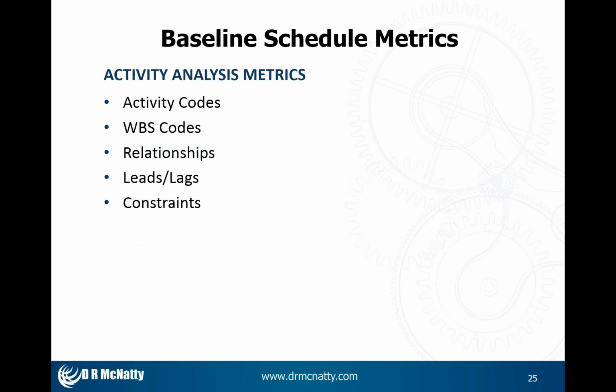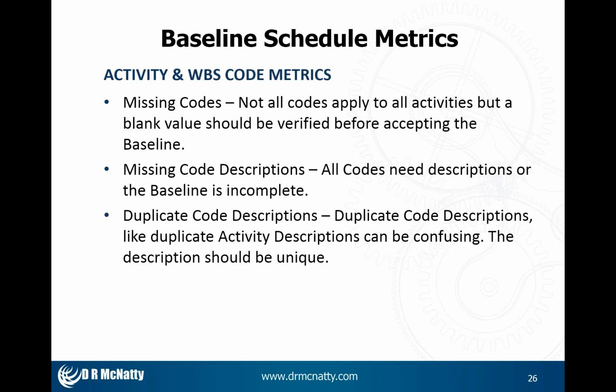Some additional activity analysis metrics. I'll talk about activity and WBS codes. They're pretty much one and the same, the way that we look at them, and then we'll get into relationships, leads, lags, and constraints, which can be more difficult to understand. Now, I know one scheduler who has a layout that he runs so he can identify what activities have not been coded. Not all codes apply to all activities on a schedule, but we do want to know where there are blanks to make sure that the original baseline is not missing something that should be there.